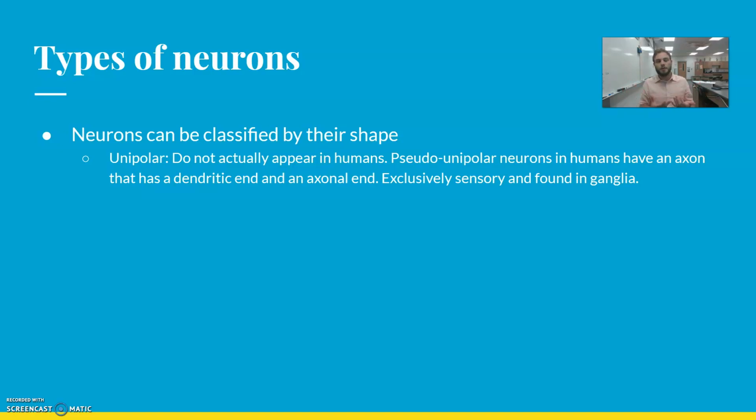Usually these pseudo-unipolar neurons are only, or I shouldn't say usually, they are only found in ganglia, which remember are part of your peripheral nervous system.